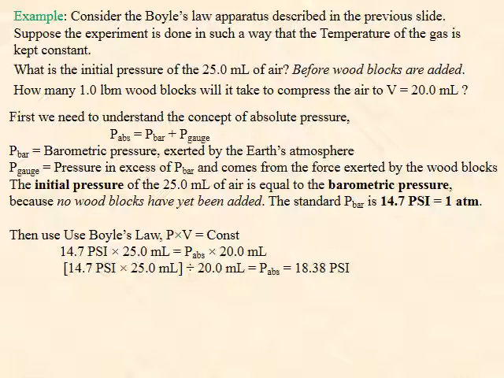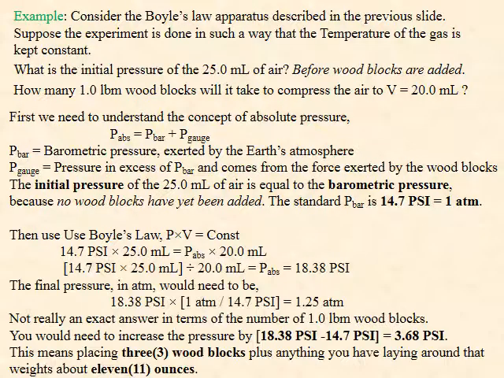To answer the second question, we can use Boyle's law with initial pressure set to 14.7 pounds of force per square inch, and the initial volume, 25 milliliters. By setting the final volume equal to 20 milliliters, we get the final pressure, 18.38 pounds of force per square inch. Any unit of pressure and volume can be used for Boyle's law. The units just need to be consistent. We can convert the 18.38 pounds of force per square inch to atmospheres, using the conversion factor.